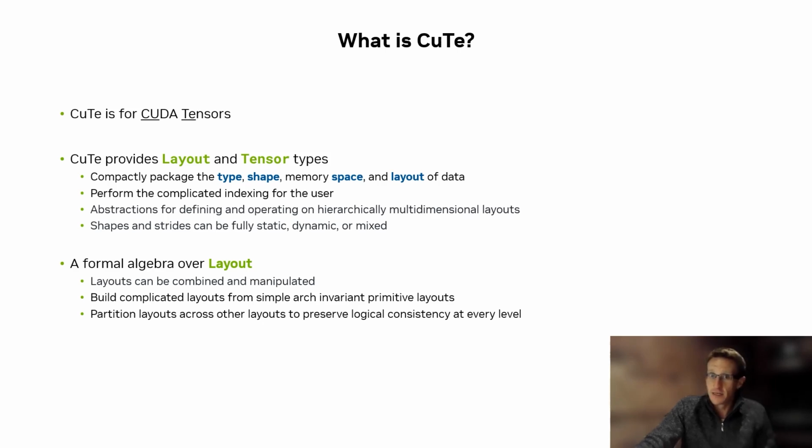Tensors package everything we need to know about the data we're working with: the type of the elements, the logical shape of the data, the memory space of any storage, and most importantly, the layout of the data. Layout defines a mapping from our logical system to the data indexing, so writers don't need to do the bookkeeping themselves. Importantly, layouts can be hierarchically multidimensional, more on what that means shortly, and shapes and strides can be known at runtime, compile time for efficiency, or both.